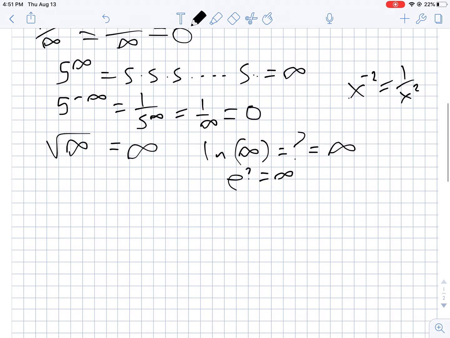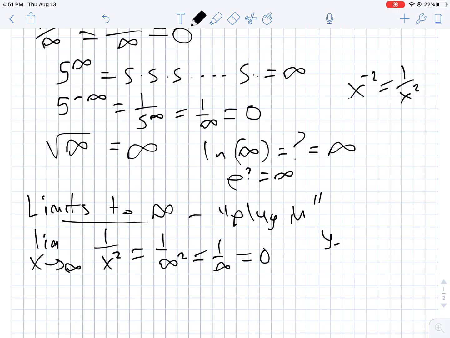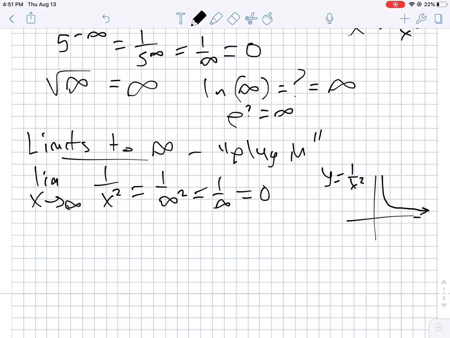Some of the limits to infinity are going to be pretty straightforward. The first thing you can do is plug in. I'm going to put plug in in quotes because you can't technically plug in infinity. It's always a limit. But if you take the limit as x goes to infinity of 1 over x squared, that's like 1 over infinity squared, which is 1 over infinity, which is 0. That makes sense, because if you look at the graph of y equals 1 over x squared, on the right side it goes towards 0. It approaches what's called a horizontal asymptote at 0.